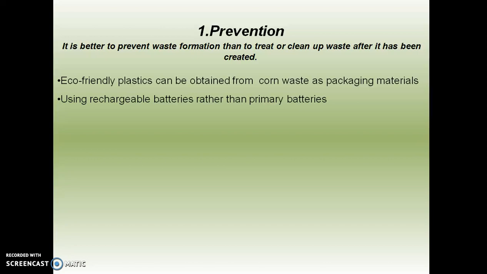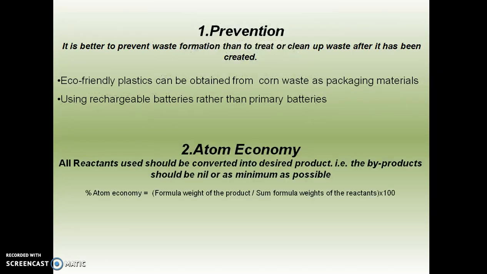So, the example for this is the eco-friendly plastics that can be obtained from corn waste as packaging materials. Also, the paper bags that we use nowadays are also an example for prevention of waste. Using rechargeable batteries rather than the primary batteries is also an example for waste formation prevention.